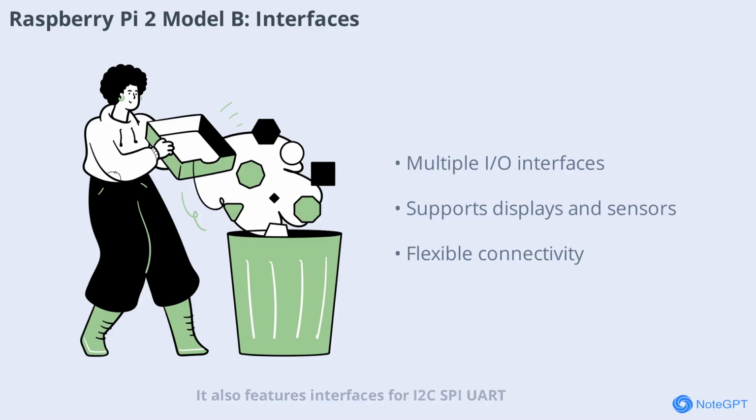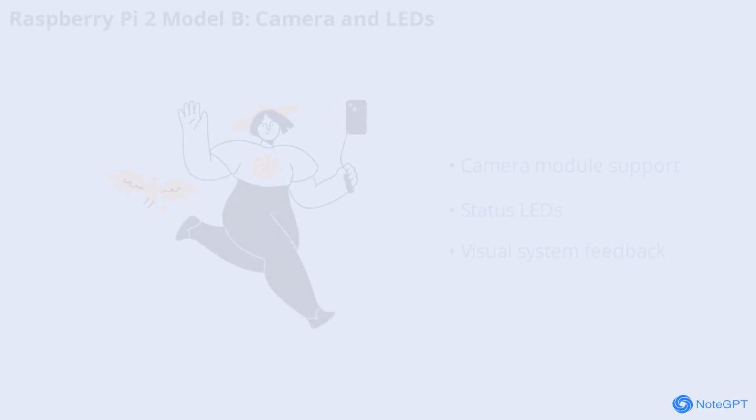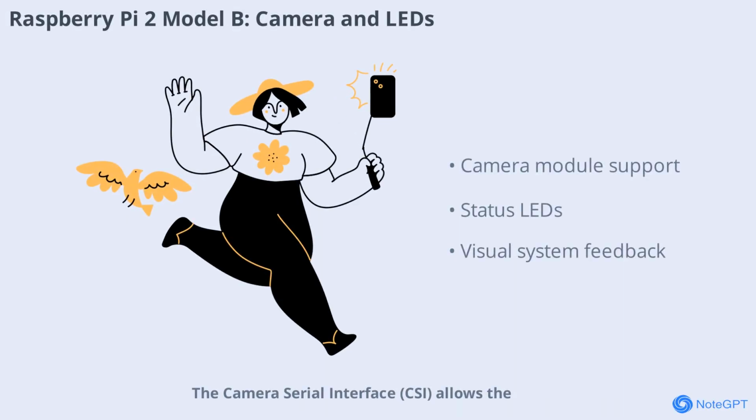operations. It also features interfaces for I2C, SPI, UART, and DSI for connecting displays and other peripherals. These interfaces expand the possibilities for integrating sensors, actuators, and displays in IoT projects. Camera Serial Interface, CSI, allows the Raspberry Pi to connect to camera modules, enabling image and video capture for IoT applications. The device also includes 5 status LEDs for monitoring system activity, providing visual feedback for developers and users.